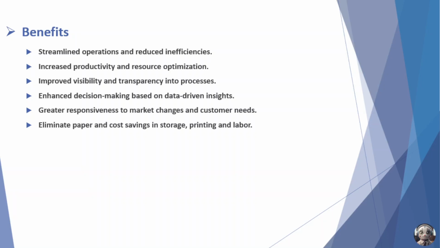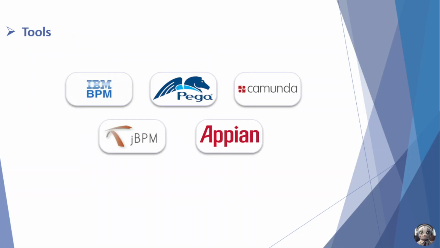Now, let's take a look at some of the BPM tools available in the market. There are numerous BPM tools available, each offering unique features and capabilities to support different aspects of the BPM lifecycle. From process modeling and automation to performance monitoring and analytics, these tools help organizations streamline their processes and achieve their BPM objectives. Some popular BPM tools include IBM BPM, also known as IBM BAW, Pega BPM, Commander BPM, JBPM, Appian BPM, and many more.